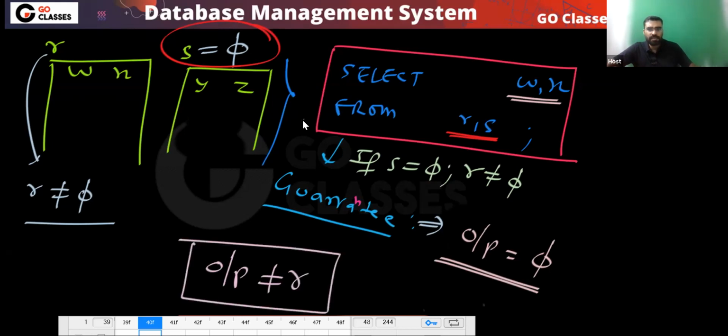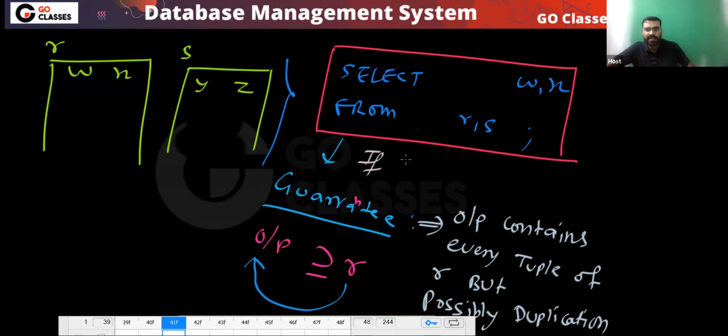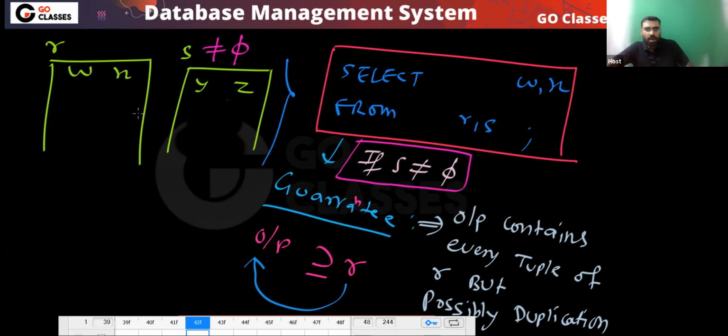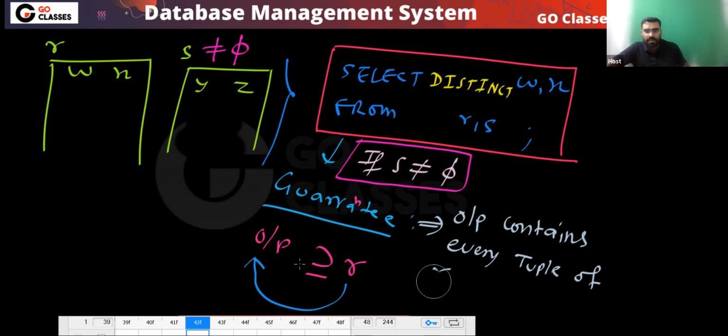So I can say that if S must not be empty, then the output will contain every tuple of R, but possible duplication can be there. Now that possible duplication I can remove with the DISTINCT keyword, correct? With the DISTINCT word, the output cannot have duplicates. So the output will contain every tuple of R, but no duplicates.